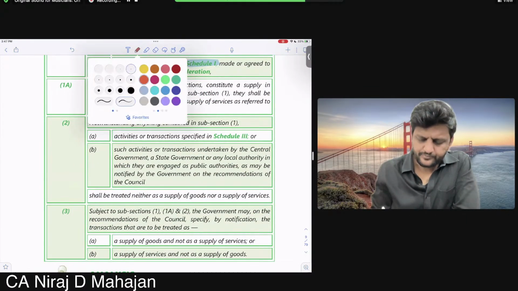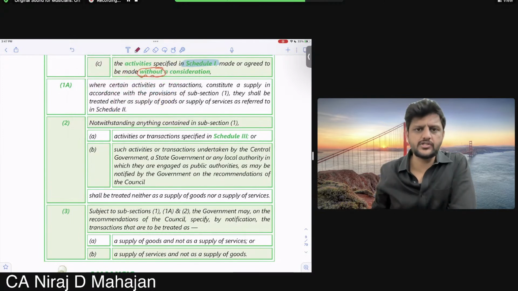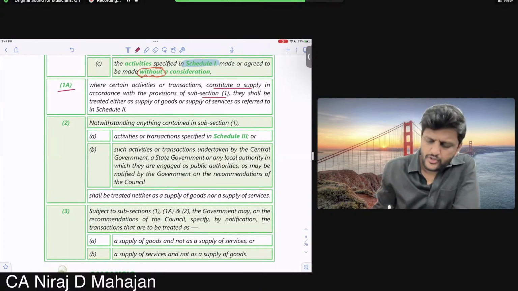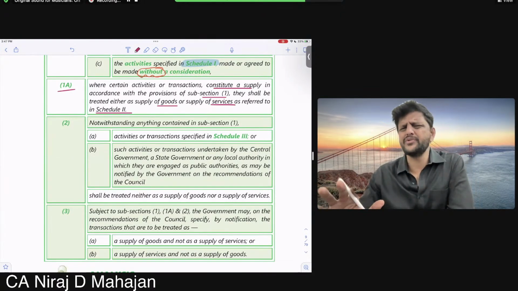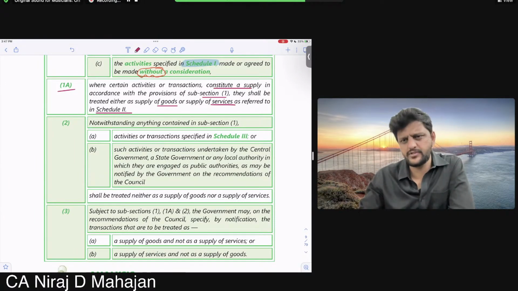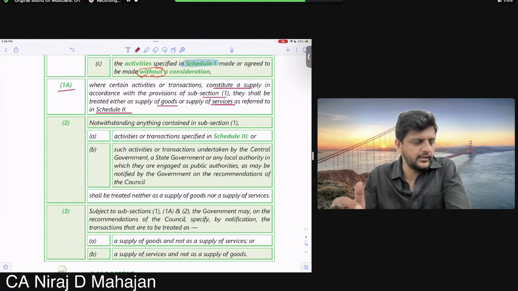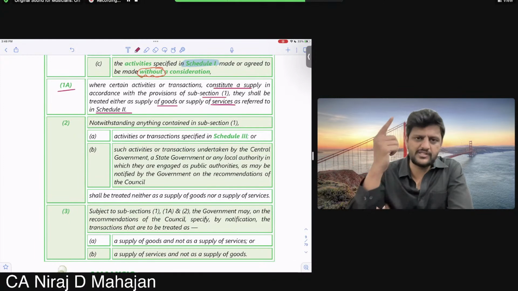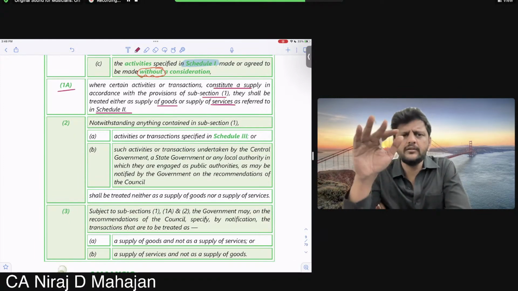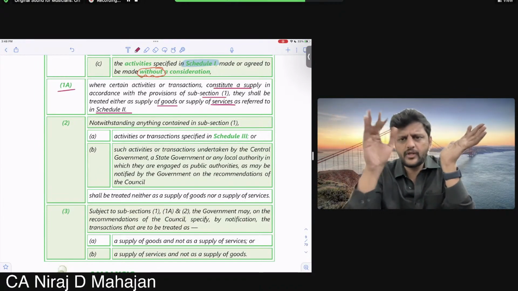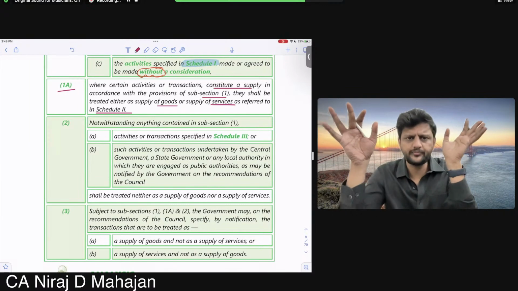1A, where certain activities or transactions in 1A constitute a supply. It is a supply as per subsection 1, which we had done just now. They shall be either goods or services as given in schedule 2. What is schedule 2? It just gives you the bifurcation between goods or services. That's it. What is 1A saying? 1A is saying that once subsection 1 says that it is a supply, then it is a supply of either goods or services as per schedule 2. That's it. Goods or services. That is the only distribution you have to do. Chalega?